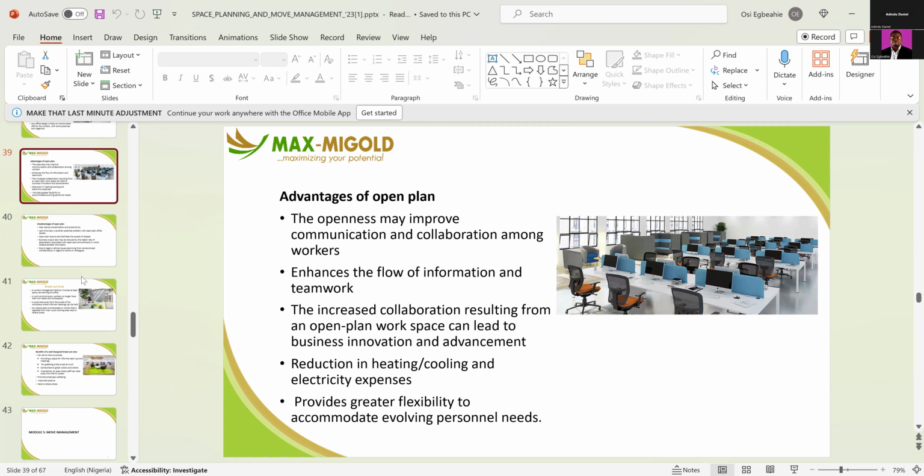Advantages of open plan. The open plan may improve communication and collaboration among workers, enhance the flow of information amongst team members, and increased collaboration resulting from an open plan workspace can lead to business innovation and advancement. For most Gen Z organizations now, they use more of open plan, which gives them more flexibility, and it reduces heating and cooling and electricity expense, provides greater flexibility in accommodation and improves the personal needs of individuals.